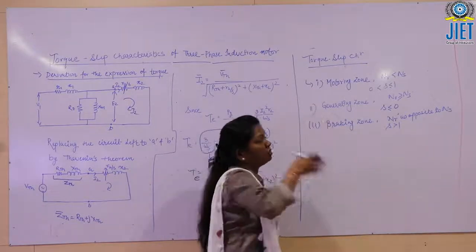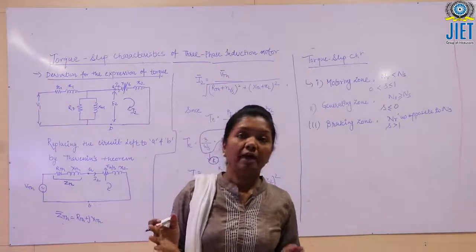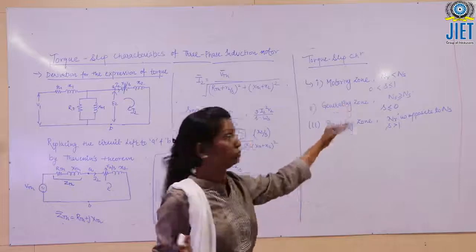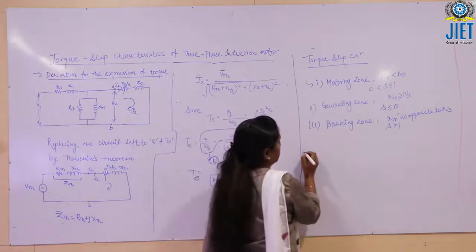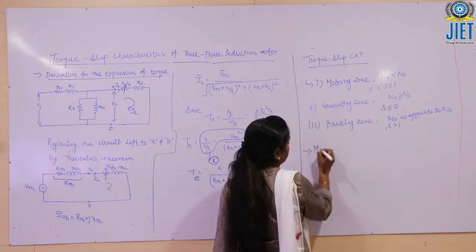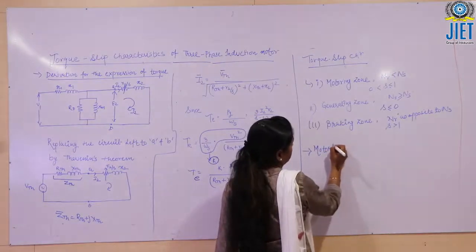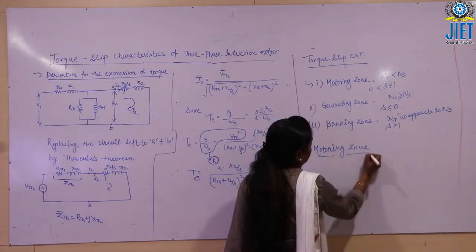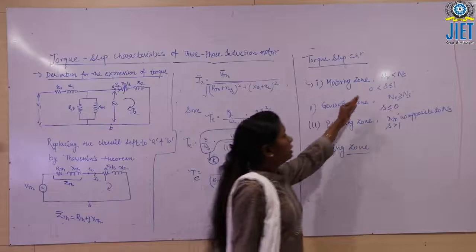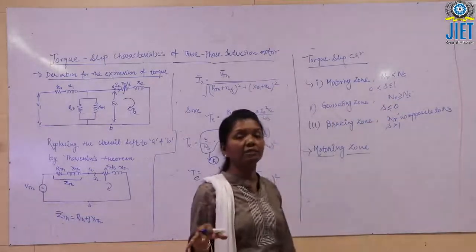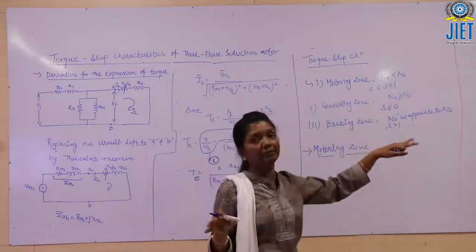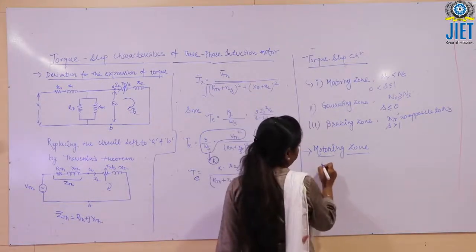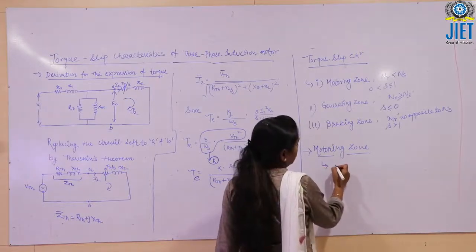We will be discussing all 3 zones one by one and then we will be seeing how the torque varies in the 3 zones. Now I am just taking the first zone, that is the most important one, the motoring zone. In the motoring zone, the rotor speed is less than synchronous speed and therefore the slip is varying between 0 and 1.